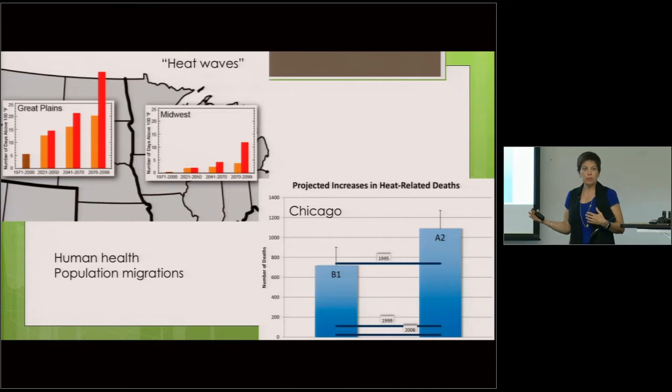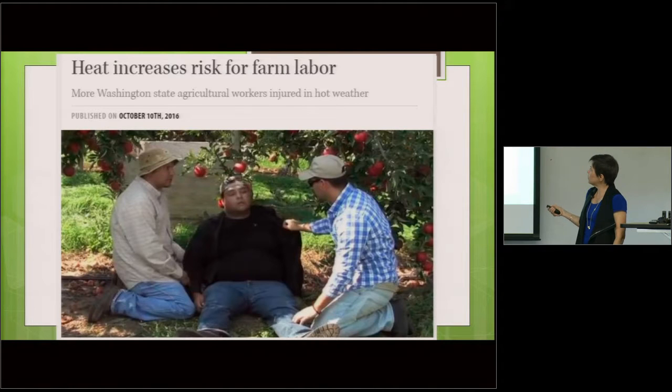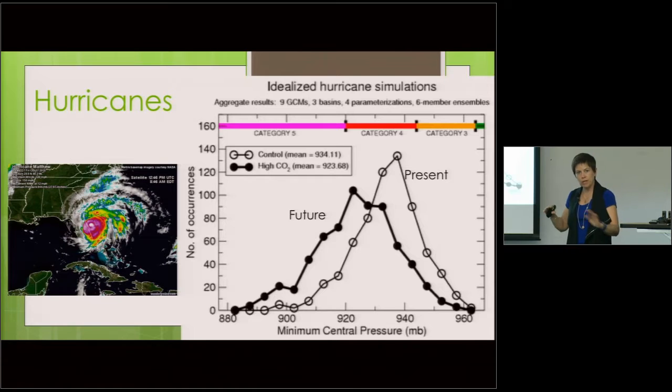Population migrations: are people going to just move away from places that are uncomfortable? And again, this one just came up. Heat increases risk for farm labor. So heat waves will have implications for so many things. Our energy use: we all have air conditioners, so we run our air conditioners so that we stay cool. But many people don't have access to that. It will impact our agriculture, so many things. And again, we could spend tons of time talking about all these different potential impacts.